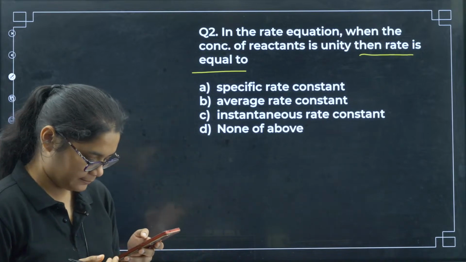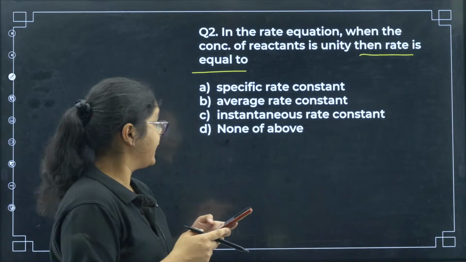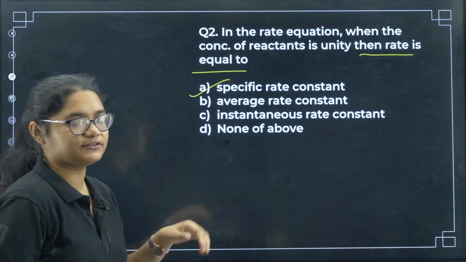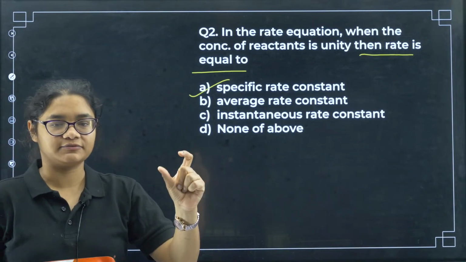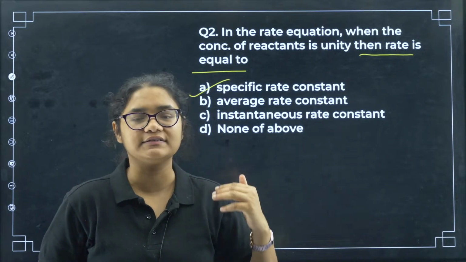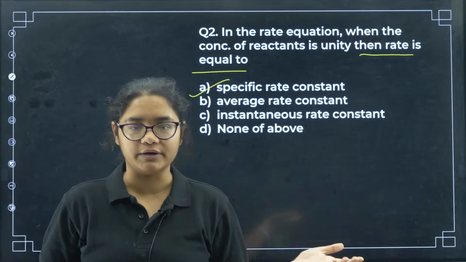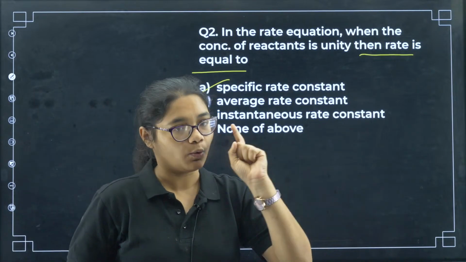Yes, very good, 2A. Again Srinivas is correct first here. That is called your specific rate constant. Whenever we use the word specific, it is always for unity. You can see specific heat capacity, that means for 1 unit of mass. So when the word specific is used, it is always for 1 unit.